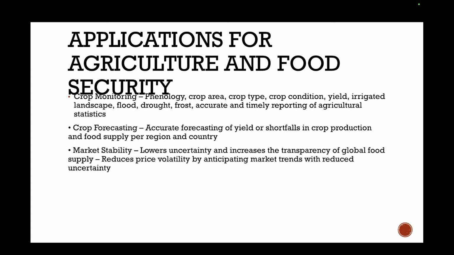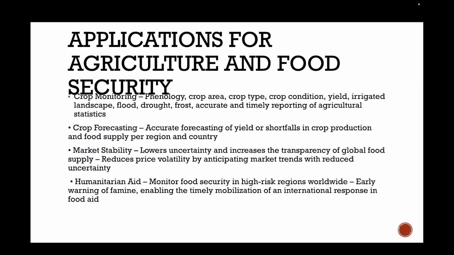And then market stability. It lowers uncertainty and increases the transparency of global food supply, and reduces price volatility by anticipating market trends with reduced uncertainty. We can also get this type of idea. And then humanitarian aid: monitor food security in high risk regions worldwide, early warning of famine, and enabling timely mobilization of an international response in food aid. So this type of thing is very helpful as an application for agriculture and food security.